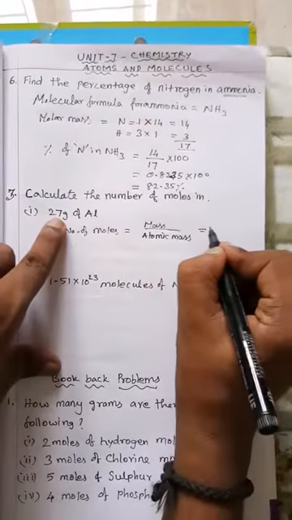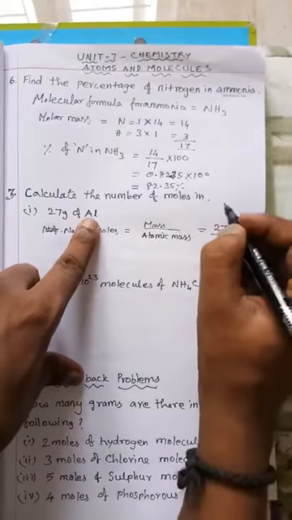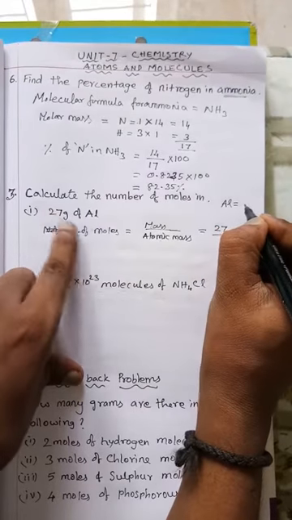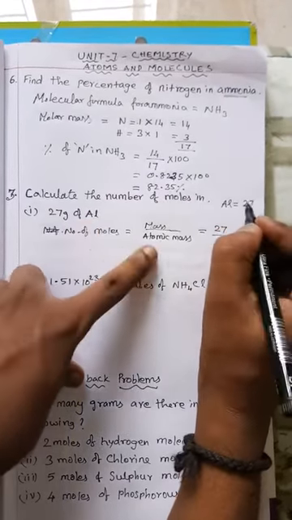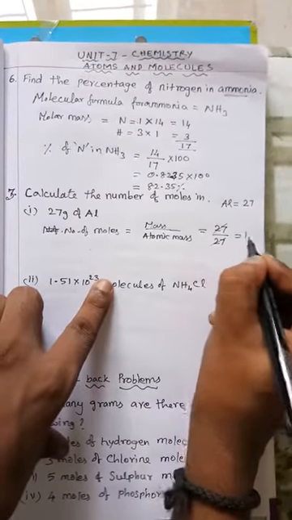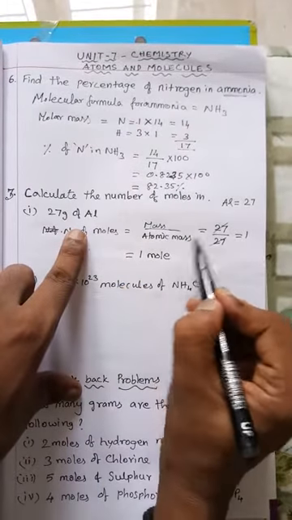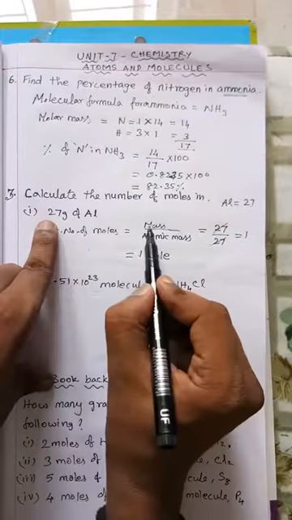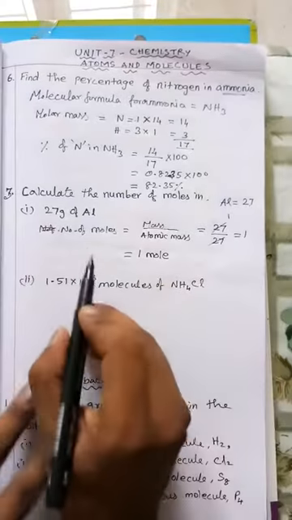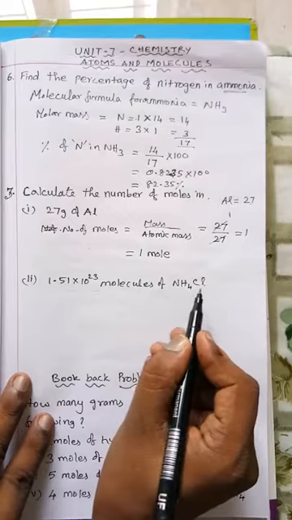Here the total mass is given in our question, 27. The atomic mass of aluminium is not given, but I have to remember the aluminium mass number, 27. So you substitute 27 and it becomes 1. So how many moles? 1 mole. The atomic mass of aluminium is 27, and 27 gram is given, so you can easily cancel. So 1 mole.